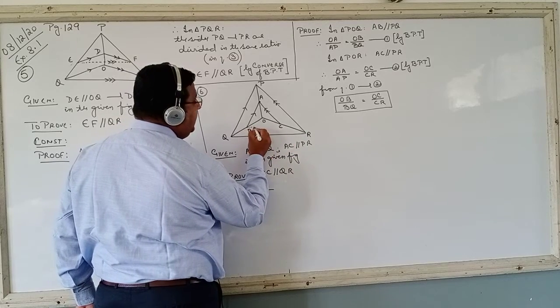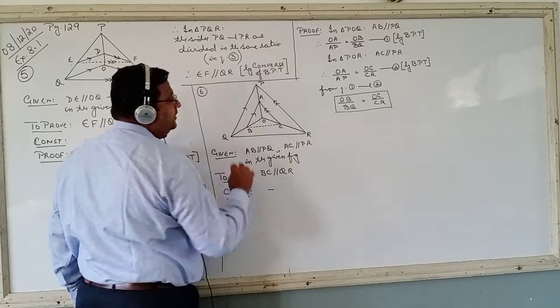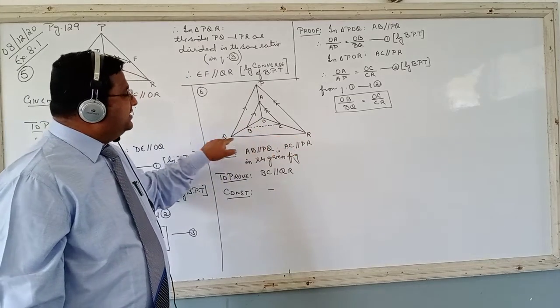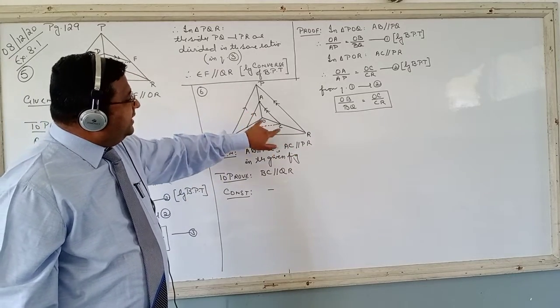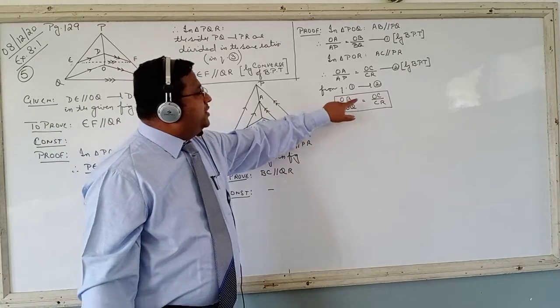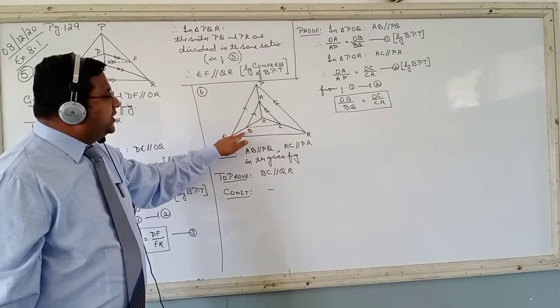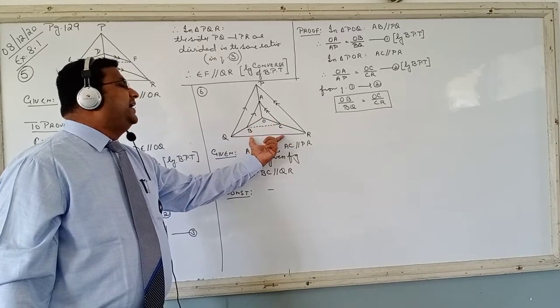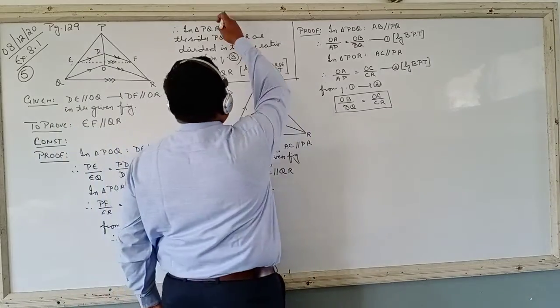So can we see this line BC? In which triangle? QOR. In this triangle, the two sides are divided in the same ratio, OB upon BQ and OC upon CR. These two sides are divided in the same ratio. Then the line will be parallel to which side? The third side. Same reason.